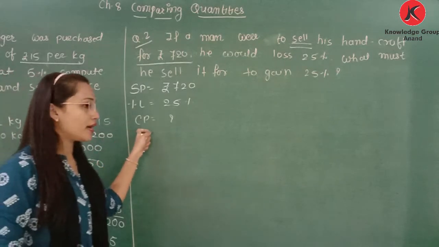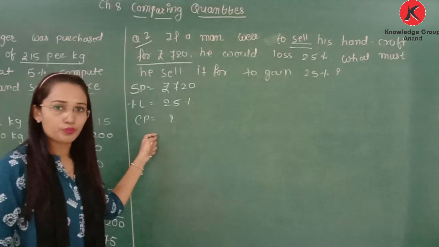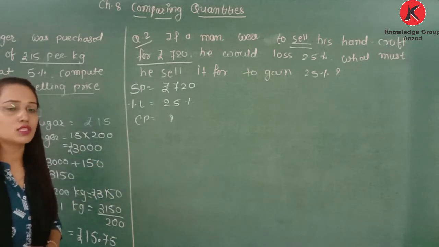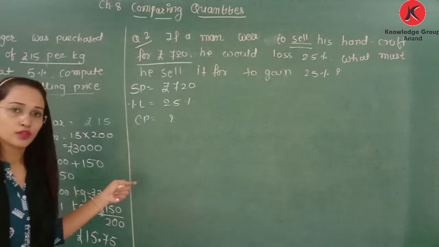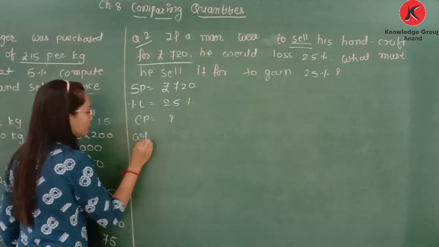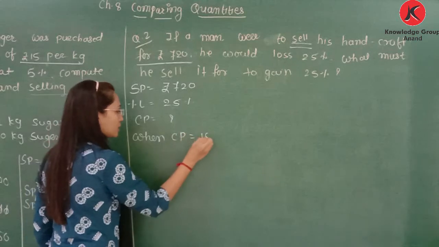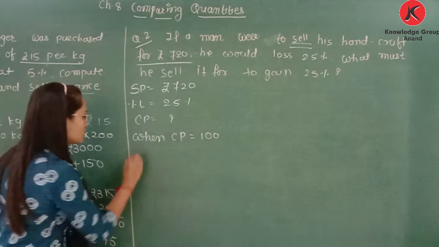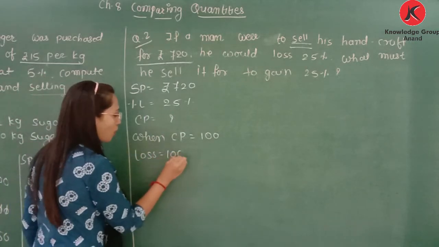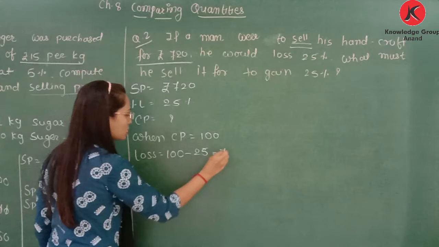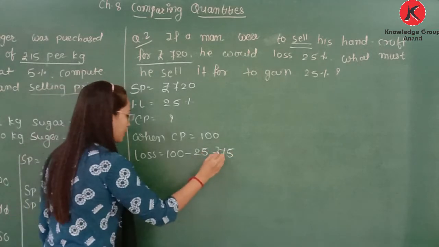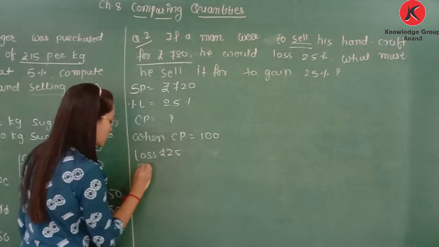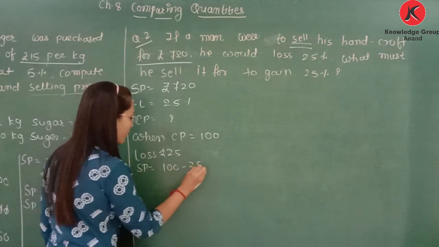I already explained that whenever the cost price is not given, you need to use the method of cross multiplication. You need to start with: when the CP is 100, SP is this much. So let's start when CP is 100. If we consider cost price is 100 and loss is 25, what is the loss in rupees? On 100 rupees, 25 rupees loss. That is, loss will be 25 rupees, and SP will be 100 minus 25, that is 75.